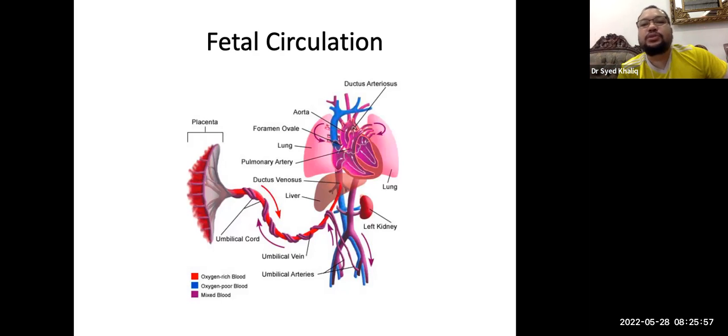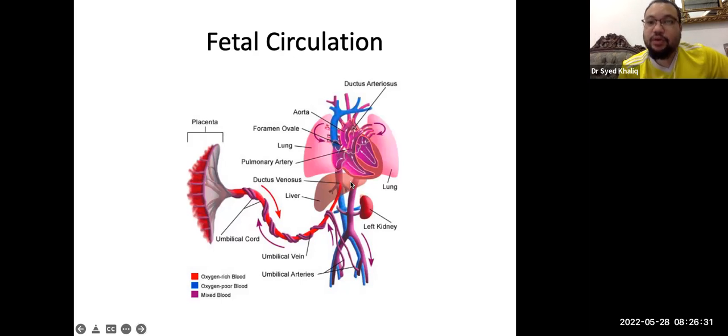Okay, all right. So the majority of the oxygenated blood goes from the right atrium into the left atrium. Some of it goes into the right ventricle, and then it goes to the pulmonary vein. So in the pulmonary vein, it then goes into the systemic circulation in the fetus via the ductus arteriosus. So ductus arteriosus connects between pulmonary vein to the aorta.